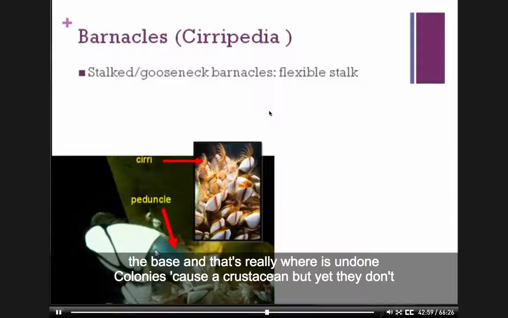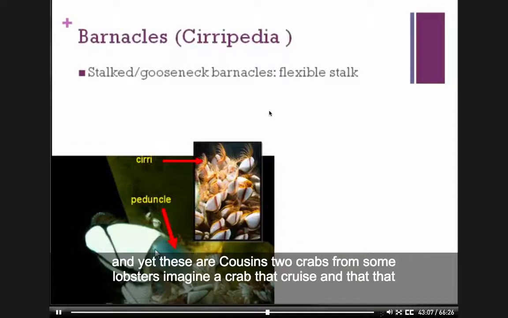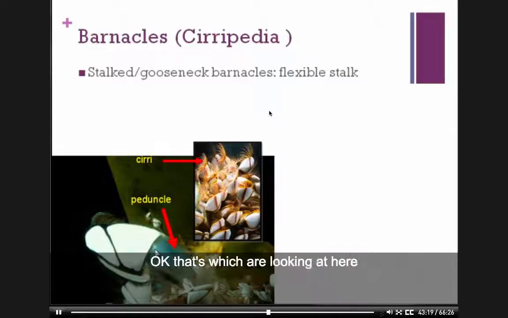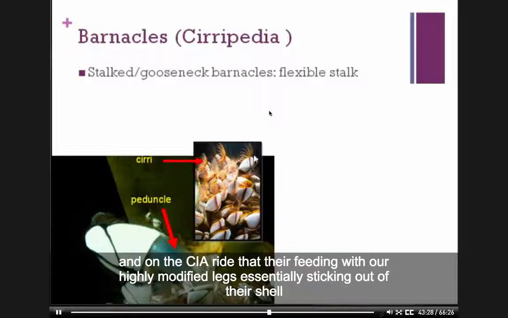And what's really weird is I'm calling these guys a crustacean, but yeah, they don't look much like a crustacean. They don't look like a crab or a shrimp or a lobster, and yet these are cousins to crabs, shrimps, and lobsters. Imagine a crab that glues its head to the rocks and then builds a shell up around itself and feeds with its legs. Okay, that's what you're looking at here. These guys are descendants, and they are related to other crustaceans. And the cirri that they're feeding with are highly modified legs, essentially, sticking out of their shell.